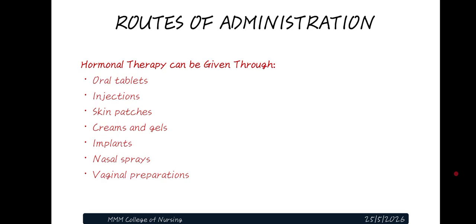Coming to the routes of administration. So hormonal therapy can be given through oral tablets, injections, skin patches, creams and gels, implants, nasal sprays, and vaginal preparations. The route of administration depends on the type of hormone, patient condition, and duration of treatment. Oral medications are common, but patches and injections are also widely used. Some methods provide slow and continuous hormone release.